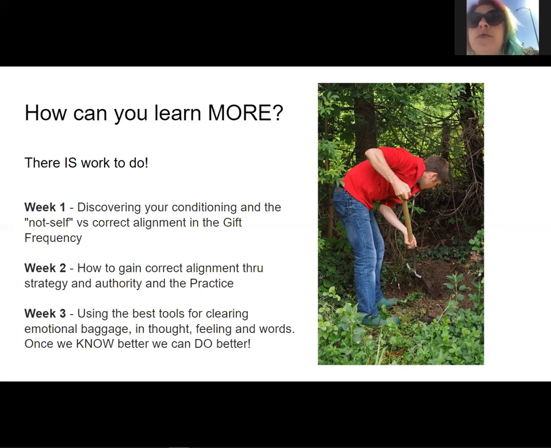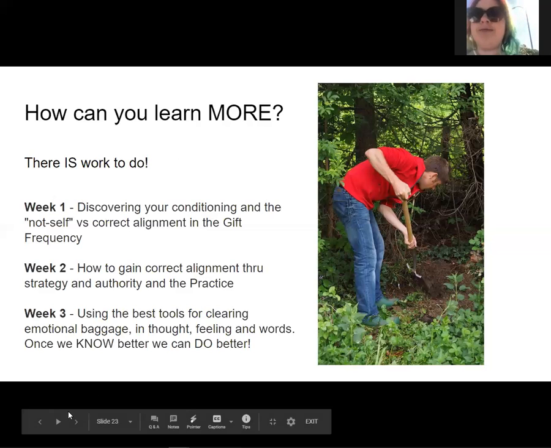So again, it's a 3-week process, discovering your conditioning and looking specifically at your chart and seeing how you're conditioned emotionally, where and why. In the second week, looking at correcting the alignment through strategy and authority and practice, which is a tool that I've been using for a while. And in the third week, it would be using the best tools for clearing emotional baggage in thought, feeling, and words. I have a few different techniques that I use for that, which are really cool and work really great. And then, realizing that once we know better, we can do better.